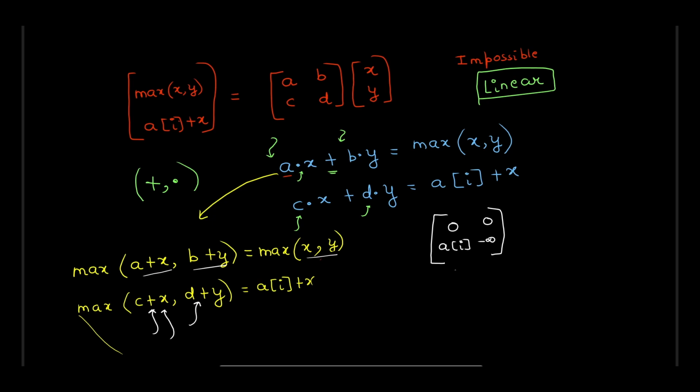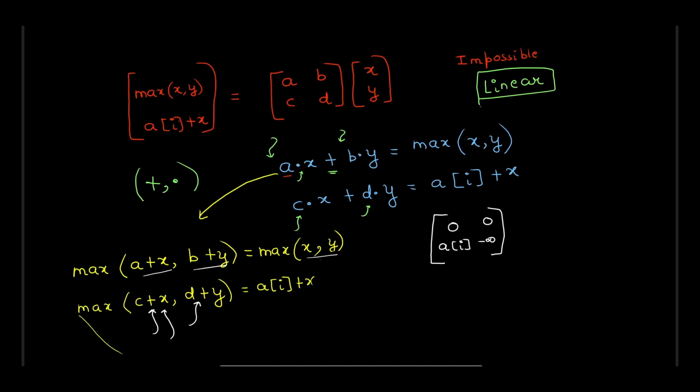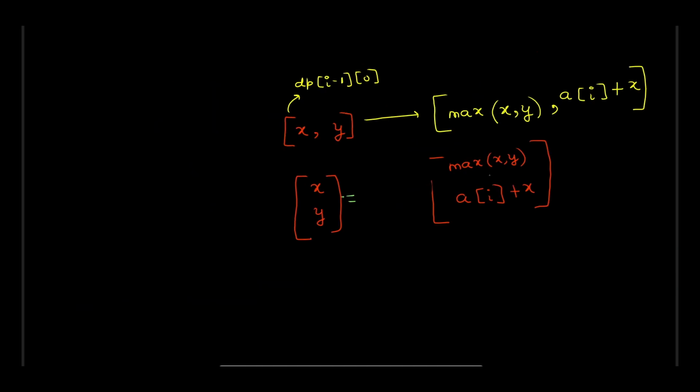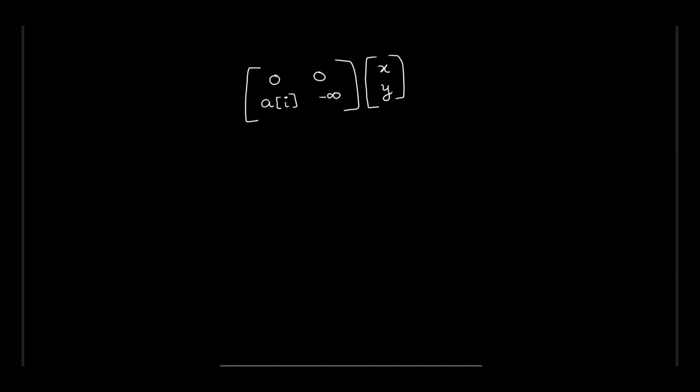So now let's take this matrix, let's call it A, and let's see if it actually gives us the results that we want. So we have this matrix which is 0, 0, A of I, comma, minus infinity. And let's multiply this with x and y, and let's see that we really get this max of x, y and ai plus x. But while multiplying, make sure that multiplication is now addition, and addition is now maxima.